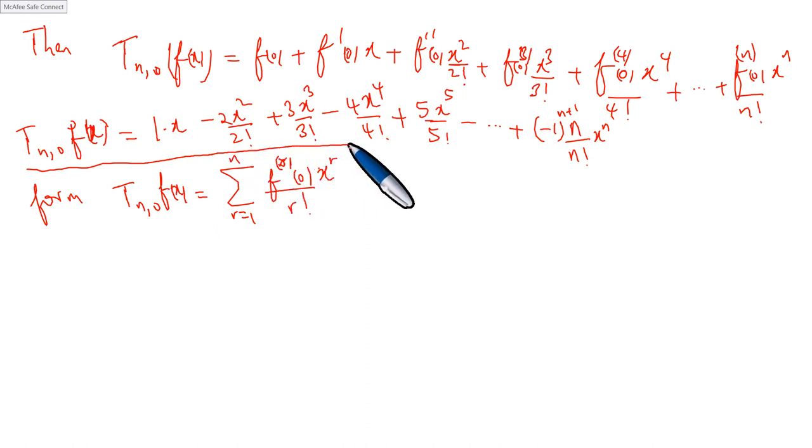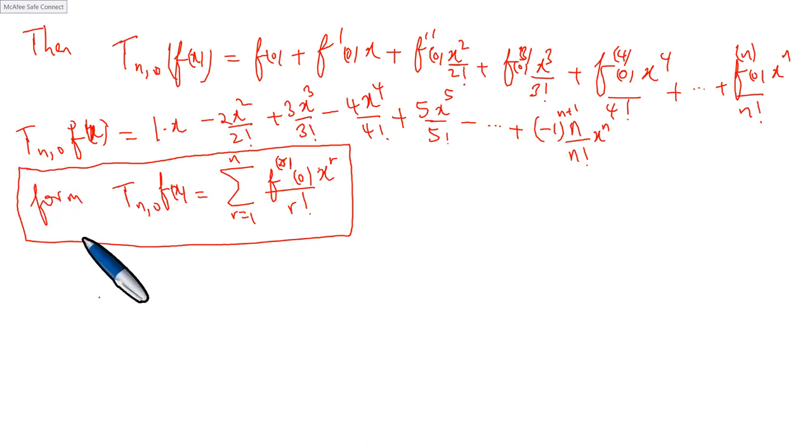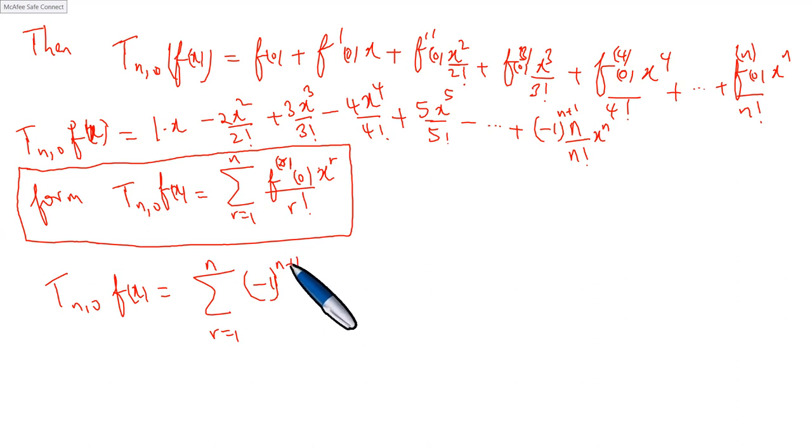See how far we are from this. We're set. The general term is already there. So we can write T n 0 f of x as exactly the summation. The nth derivative is going to be minus 1 to the power n plus 1, n, x to the power n over n factorial. Okay, so this is what we get.